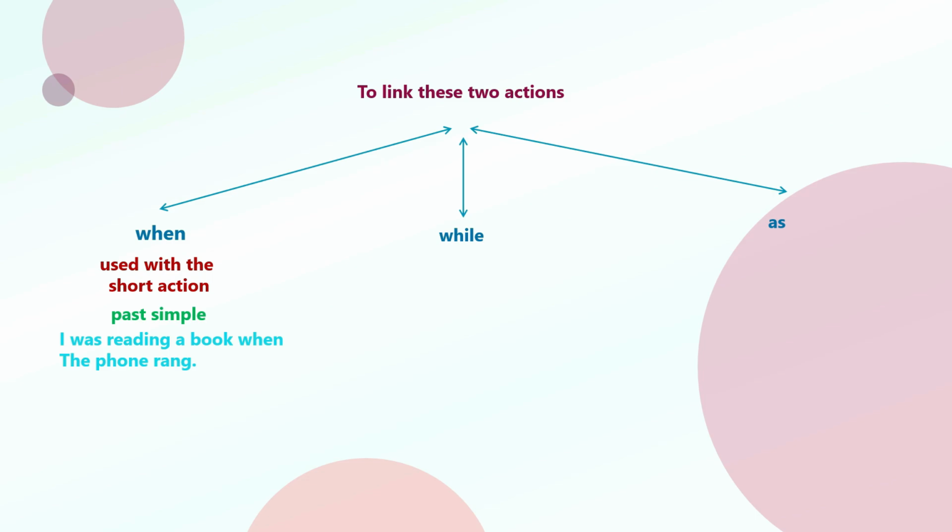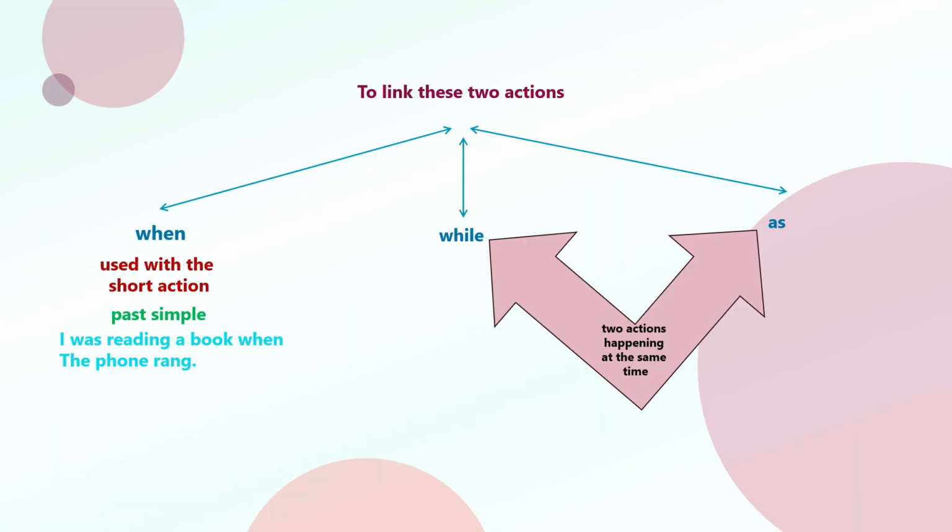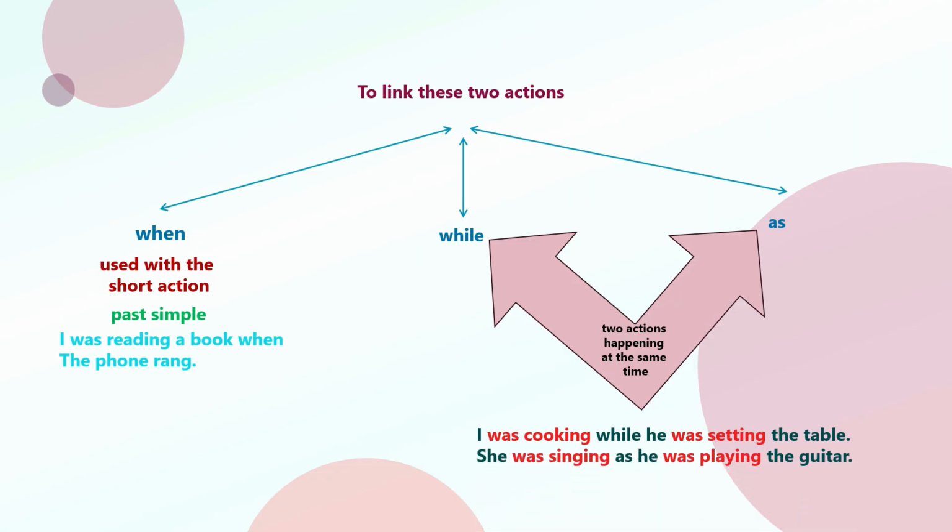While and as are used to describe two actions happening at the same time, both of which can be continuous. They emphasize parallel actions rather than interruption. Look at this example with while. I was cooking while he was setting the table. An example with as. She was singing as he was playing the guitar.